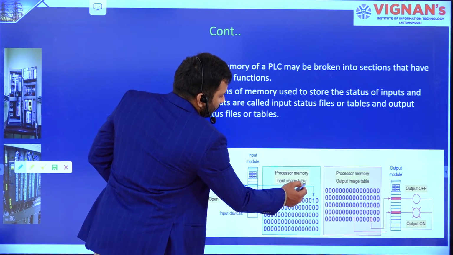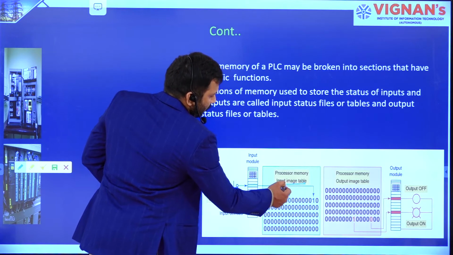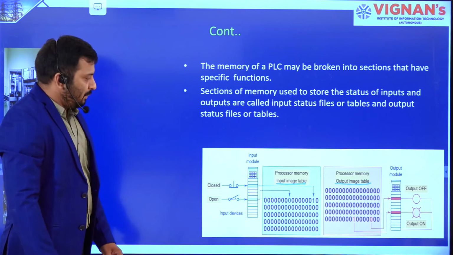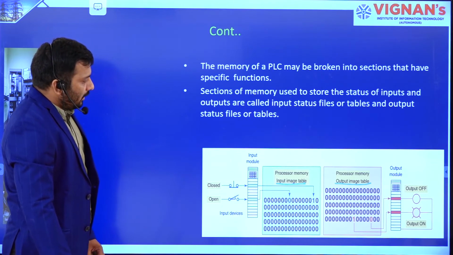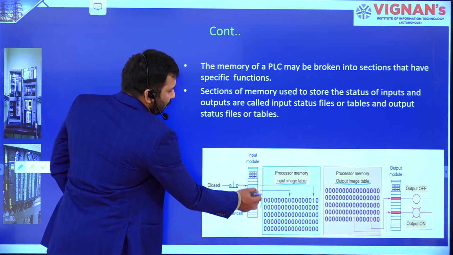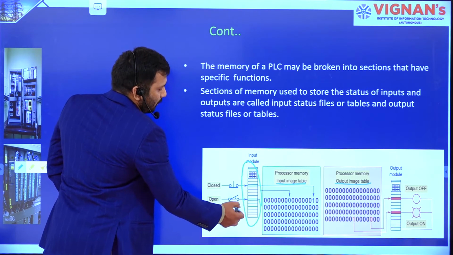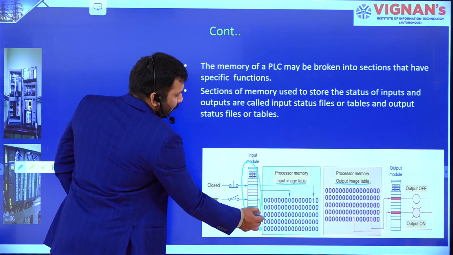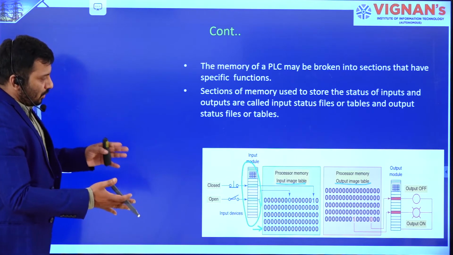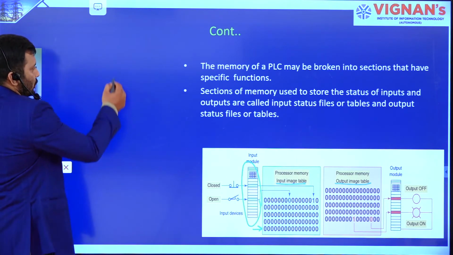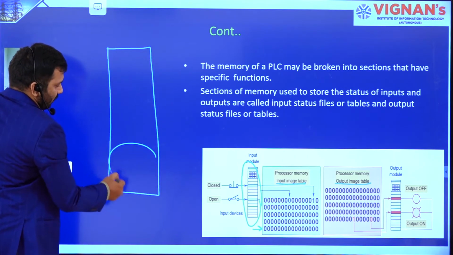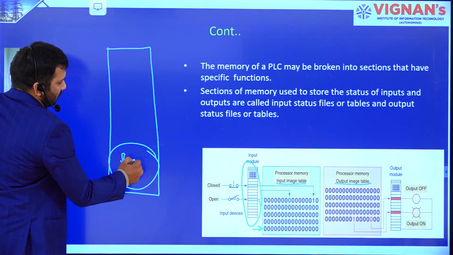See here, input memory, the input image table. This one is the output image table, right? The input image table means whatever data is read from the input module is stored in sequential memory locations in one block. Previously I said this one is allotted for the input, right?